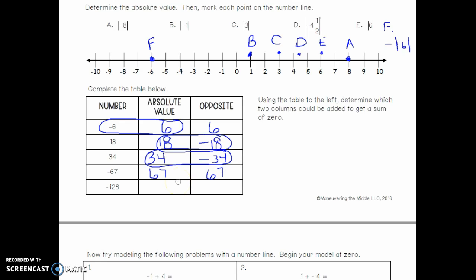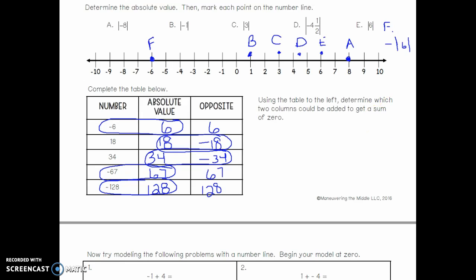The absolute value of negative 128 is positive 128. And the opposite of negative 128 is 128. Oh, and I forgot the last row should be circled here. And these two should be circled because we are looking for the opposites. That is what makes the additive inverse and makes a 0 pair.